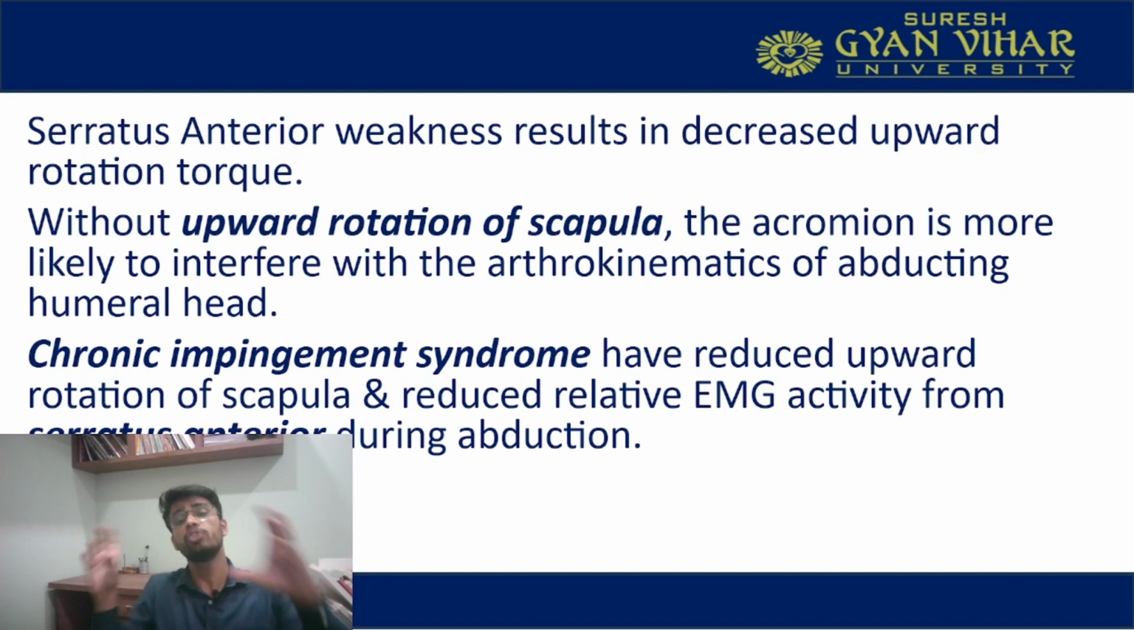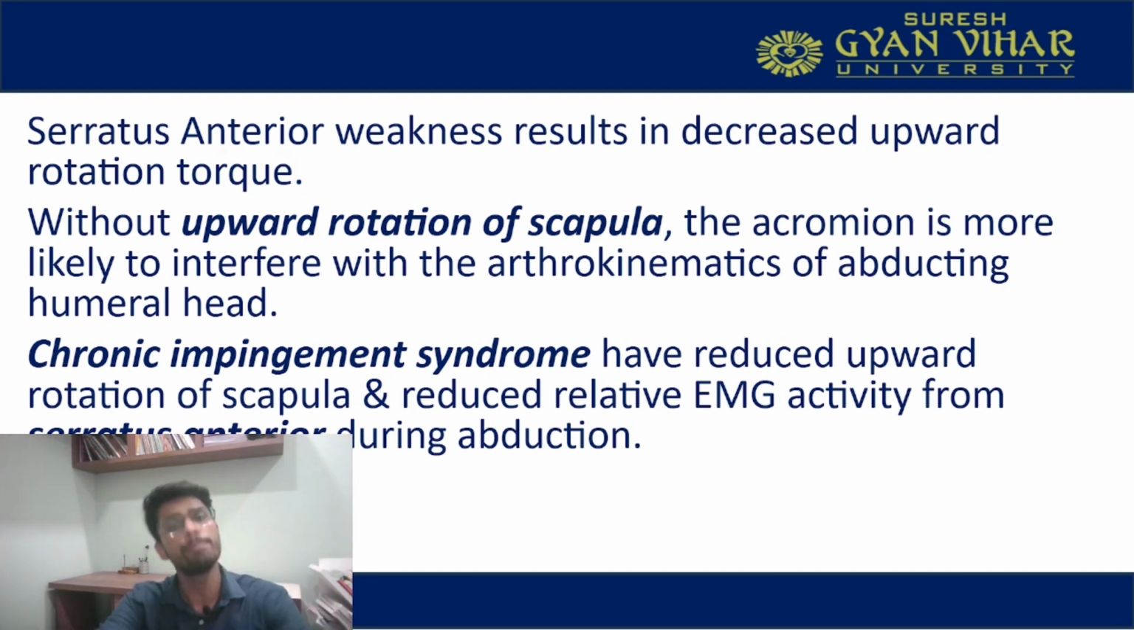What will happen? Your humerus head will go and collide with the acromion, and the structures present between them will get ruptured, like your supraspinatus muscle, long head of the biceps, and subacromial bursa. Also, it was seen that in chronic impingement syndrome, they have reduced upward rotation of the scapula and reduced relative EMG activity from serratus anterior during abduction.